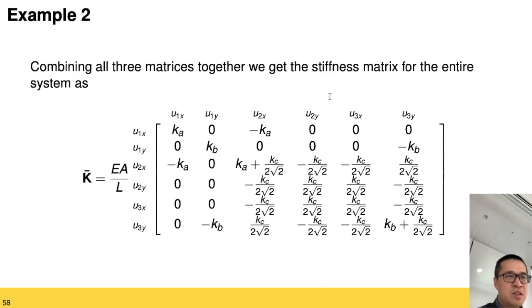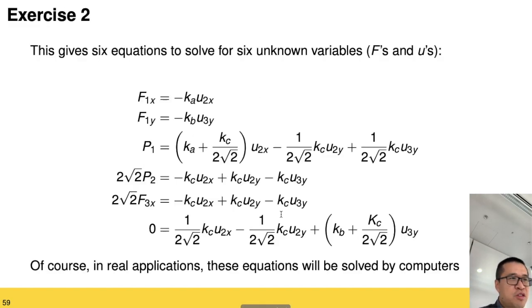It's quite a complicated matrix with lots of irrational numbers, because you have an angled element that brings in the cos and sine theta factors. If you write that out, that correlates the forces with the displacement at each node. You will have some equations that look like this. Of course, this is a lot more complicated than what we've seen before, and in real applications, this will be solved by computers.